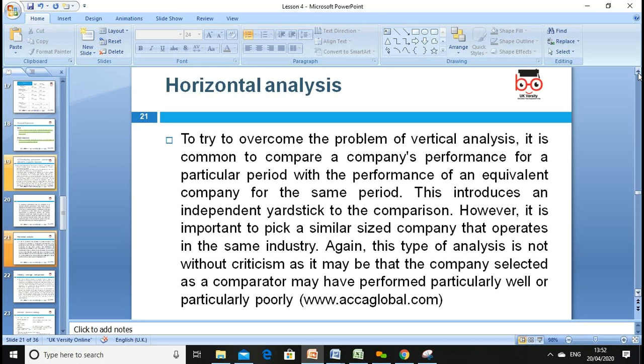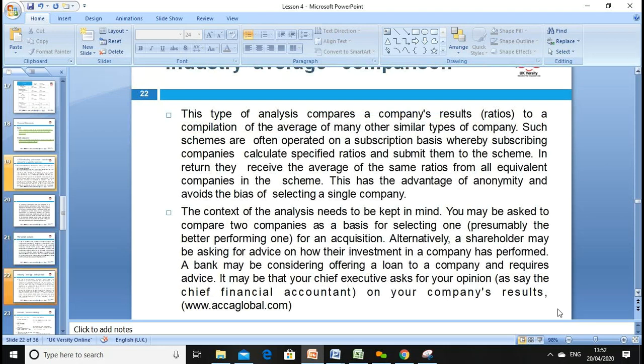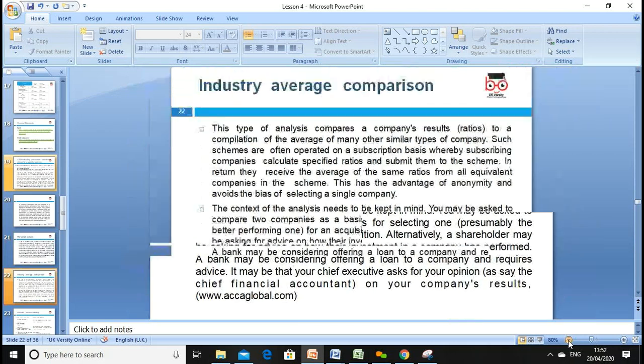It's not good to compare a small corner shop with a big company. Their ratios will be different. Try to be in the same industry and the same size of company. That will help us to compare properly.